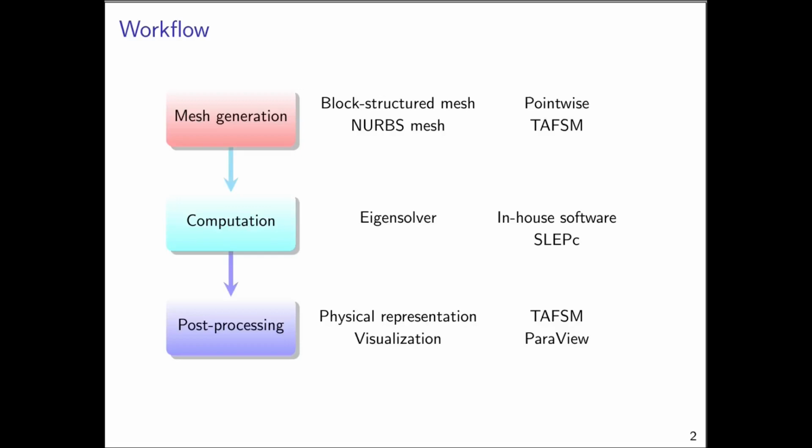This scheme presents the main steps within the computational workflow and software corresponding to each step. To be precise, the mesh generation is split into two stages: the generation of a block-structured mesh that is done using Pointwise, and the projection of this mesh into a non-uniform rational basis spline mesh using TFSM software. The computation step describes the solution of the eigenvalue problem that is obtained using in-house software and SLEPc, and the final step, so-called post-processing, includes the computation of physical representation that is performed with TFSM software and visualization in ParaView.